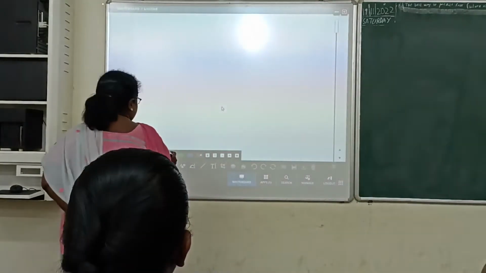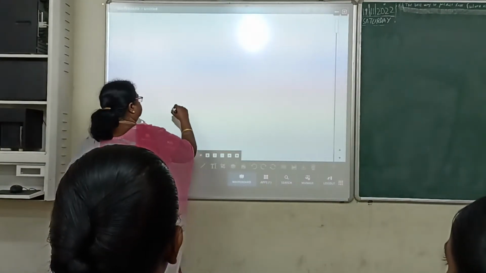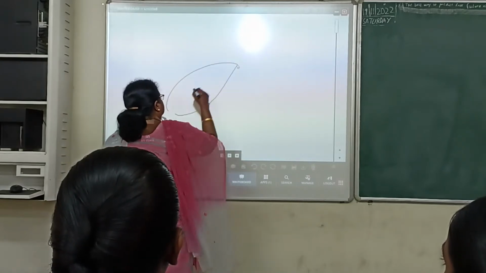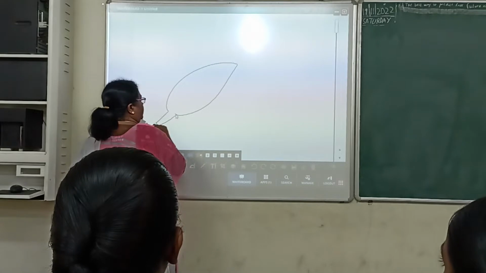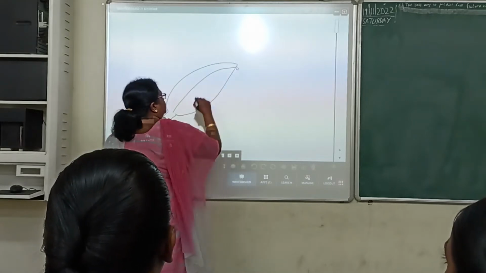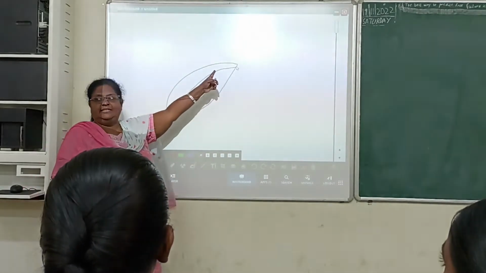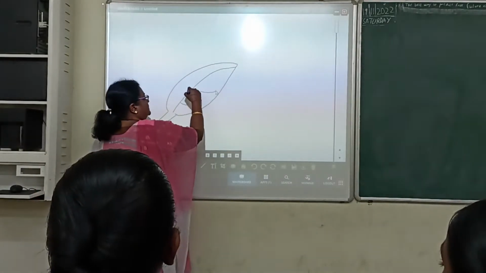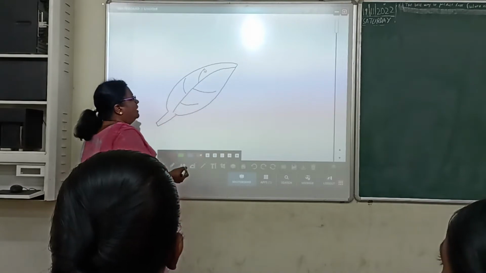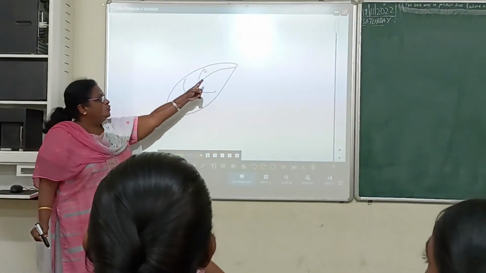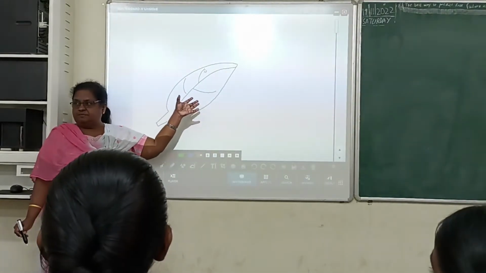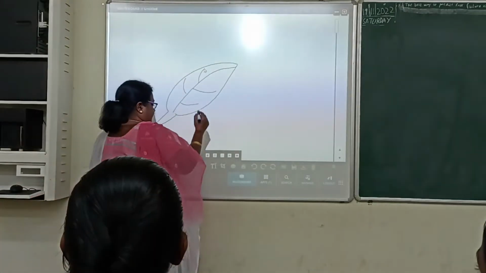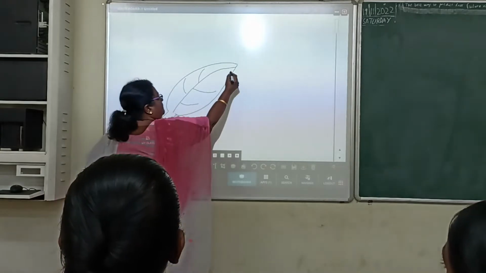First let me draw a leaf. Now there is a tube-like structure running in the center of the leaf, and then you have a network of veins. These are called veins. Whenever the food is prepared, through this tube the food that is prepared will be passed to other parts of the plant. Now let me label it, then you will understand it better.